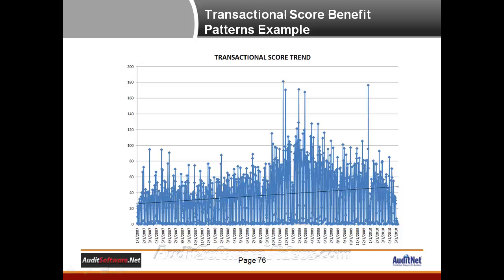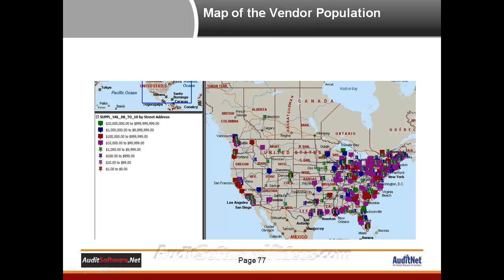Another useful graph is just to look over time. How is spend increasing? Is it going up? In this case, the transactional score is going up over time. That's where the trend line is showing. But there are also days that have very, very high risk, and you may want to take a look or sample activity on those days versus on others.